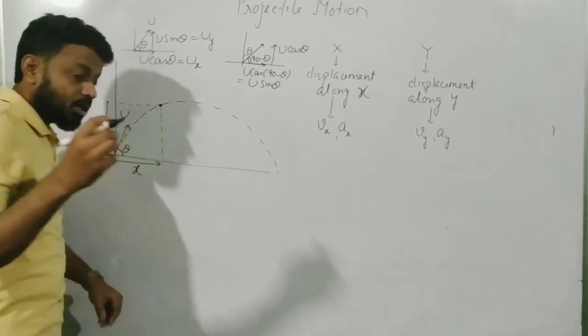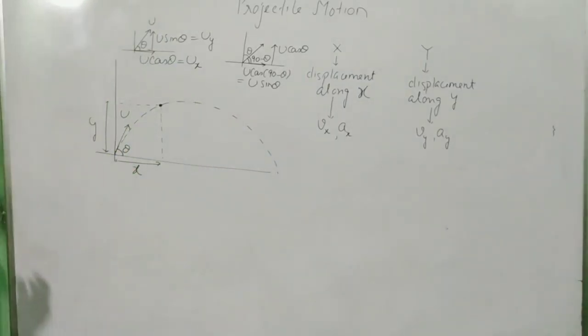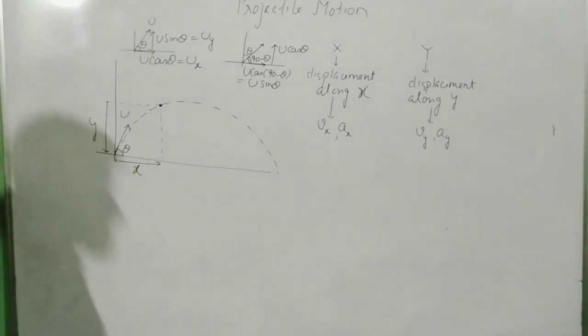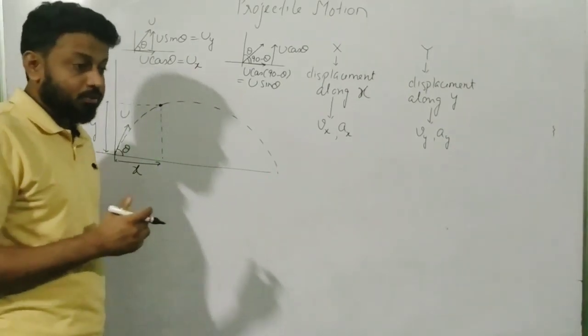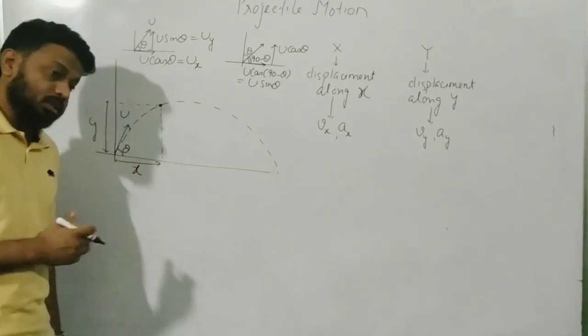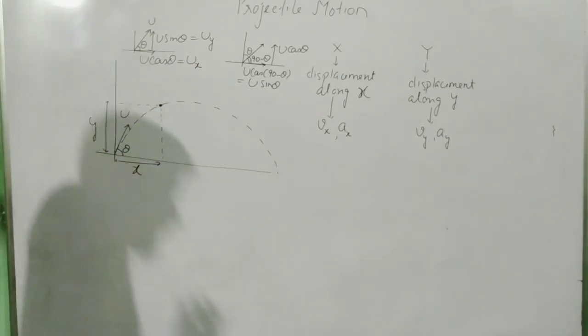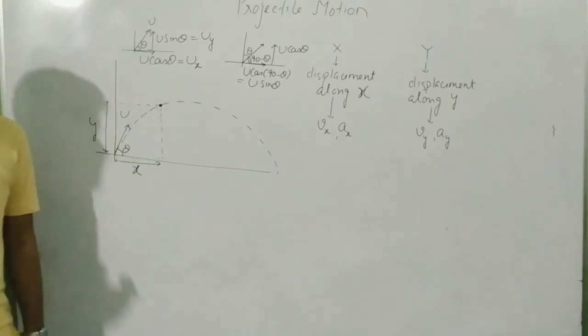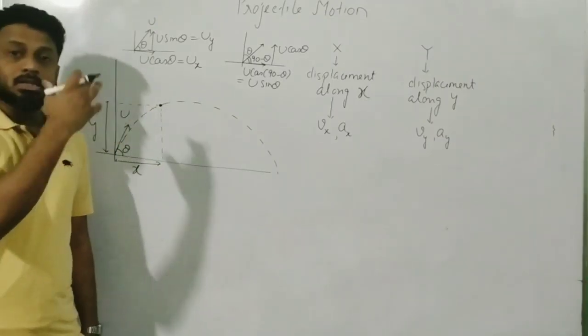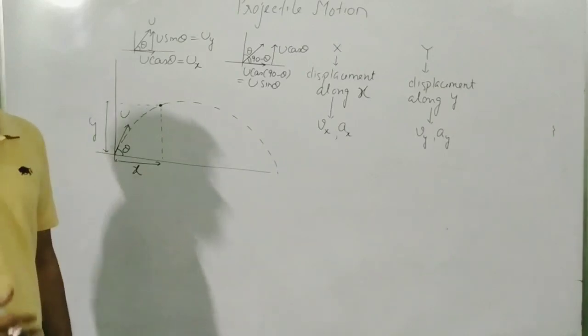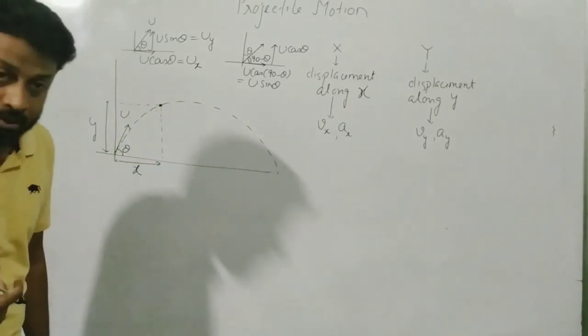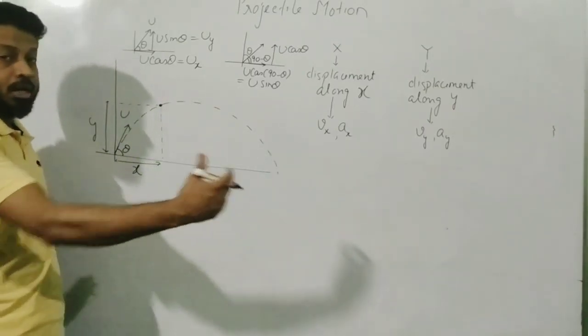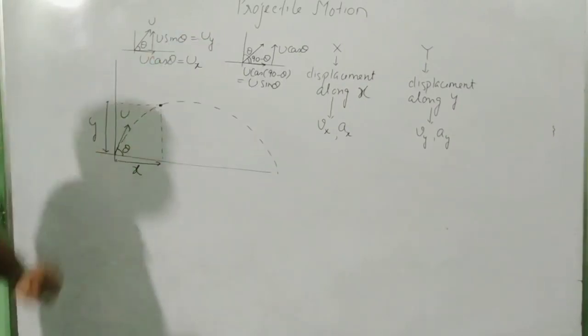So read the questions very carefully to identify how the question is defining theta, whether with the vertical or with the horizontal. But as per the definition of angle of projection, when they say theta is the angle of projection, it is always defined with respect to the horizontal line, the ground line. So keep that in mind.